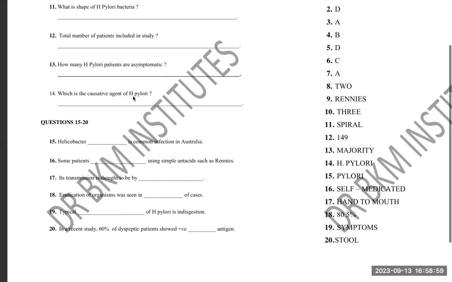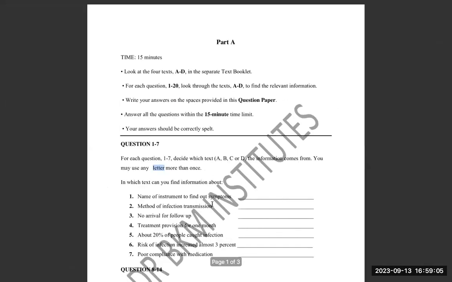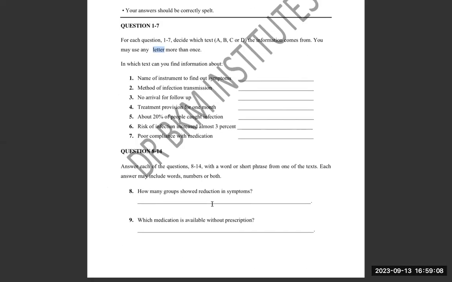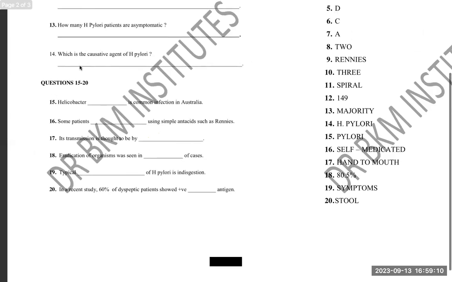What is the causative agent of H. pylori infection? It obviously would be H. pylori. So you can well imagine that if questions 1 to 7 were difficult, questions 8 to 14 were in my range. So that is where I save my time.